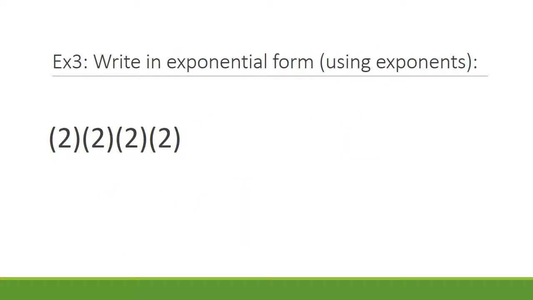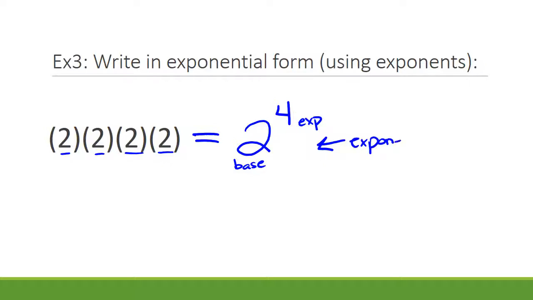Example 3. This time, we're going to write in exponential form. So what that means is we can tell what our base is. Our base is 2. And our exponent, what is our exponent going to be on this one? Well, I'm multiplying 2 by itself 4 times, so my exponent is 4. This is called exponential form. So we're going to go back and forth between exponential form and expanded form.